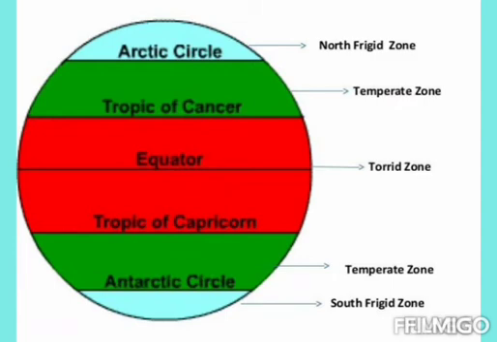Torrid zone. The region from the equator towards the Tropic of Cancer, 23.5 degree north, and the Tropic of Capricorn, 23.5 degree south, is called the torrid zone. The sun's rays fall vertically over this region and the average temperature is very high. Hence, this region is known as the torrid zone.